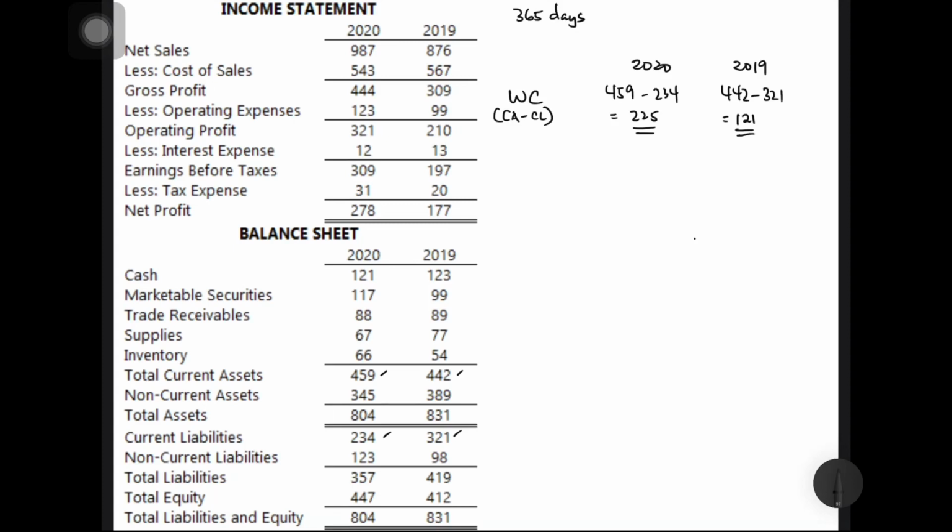How about if you are tasked to compute the current ratio? And the formula for this one is current asset divided by current liabilities. So instead of deducting, you will divide. 459 divided by 234. Then for 2019, 442 divided by 321. This is 1.96, while this is 1.38.